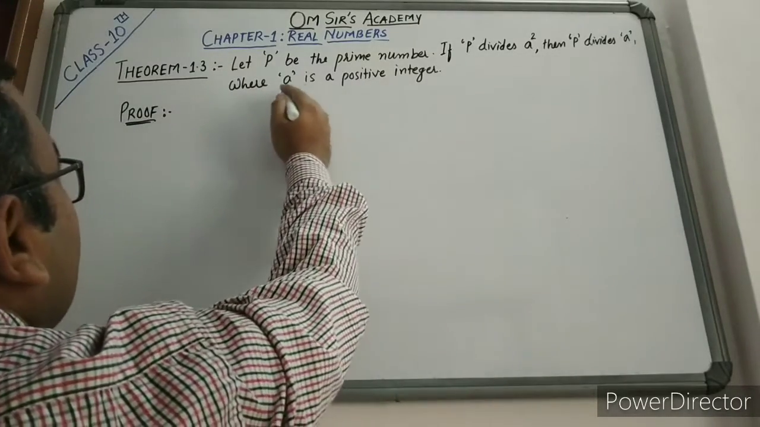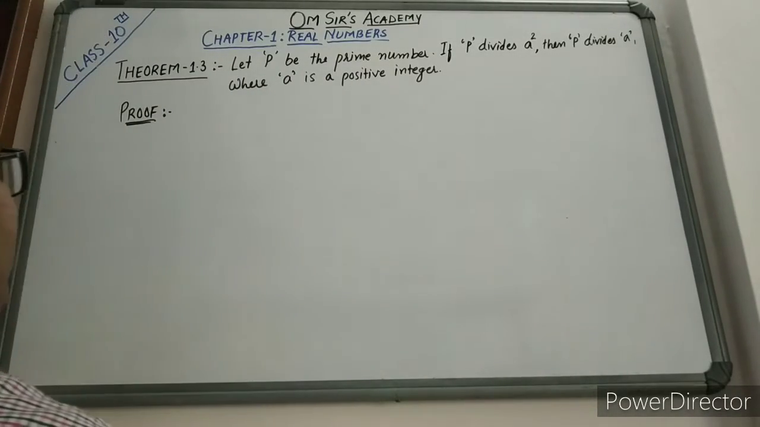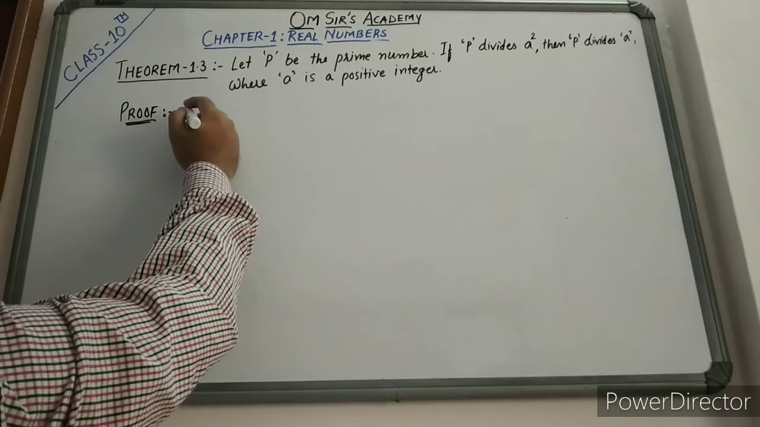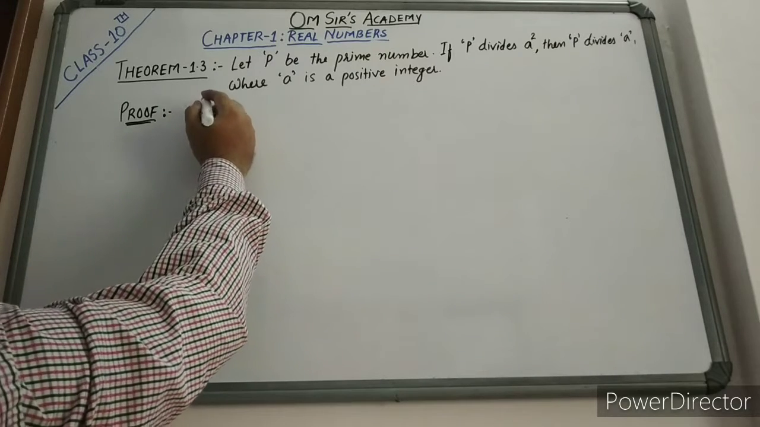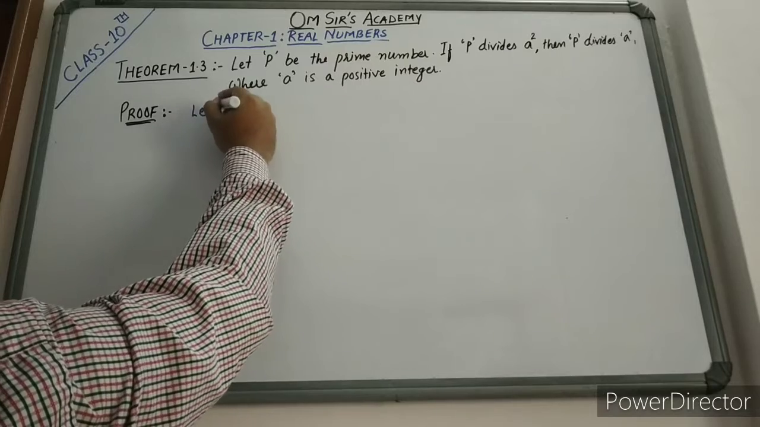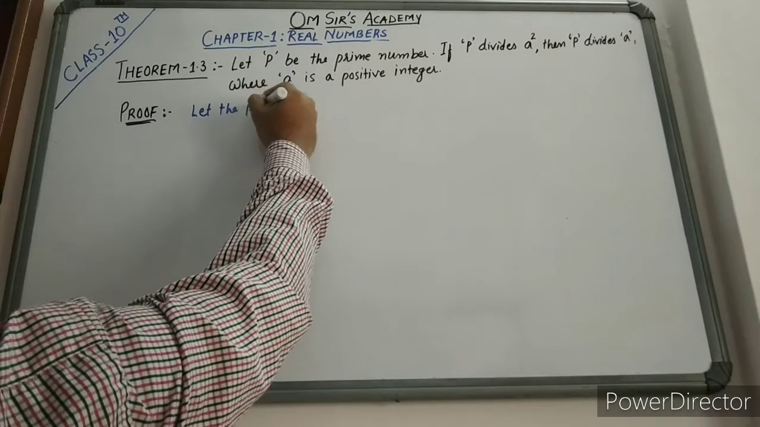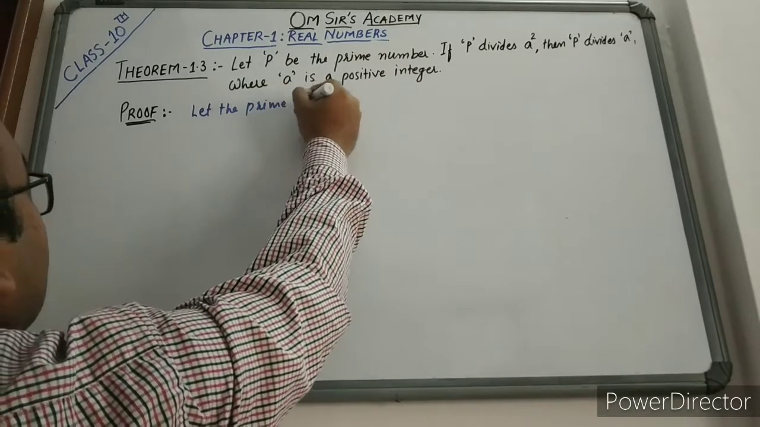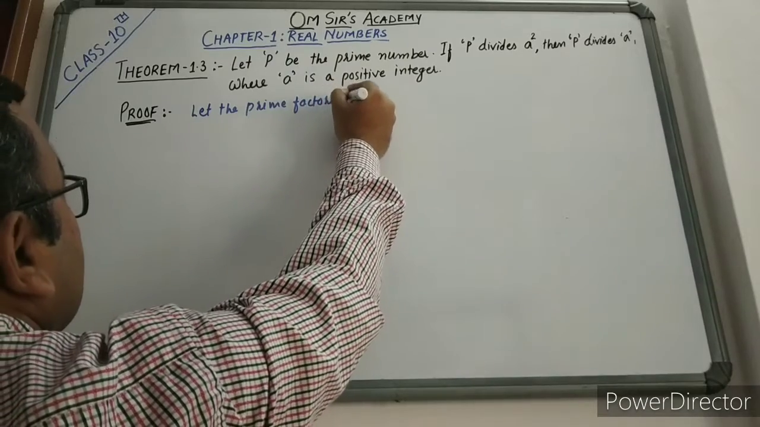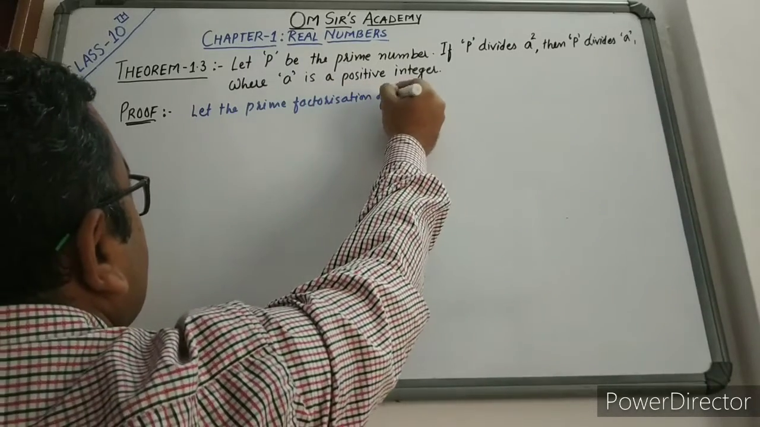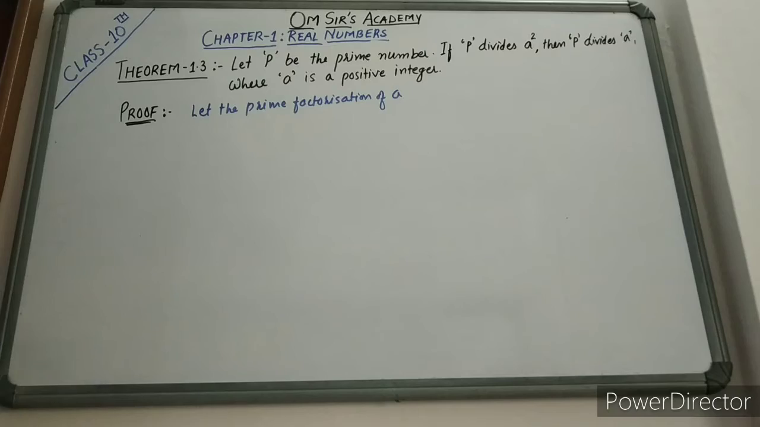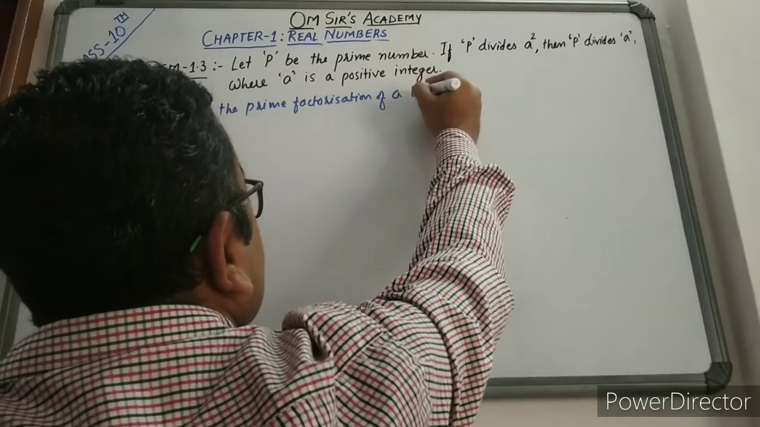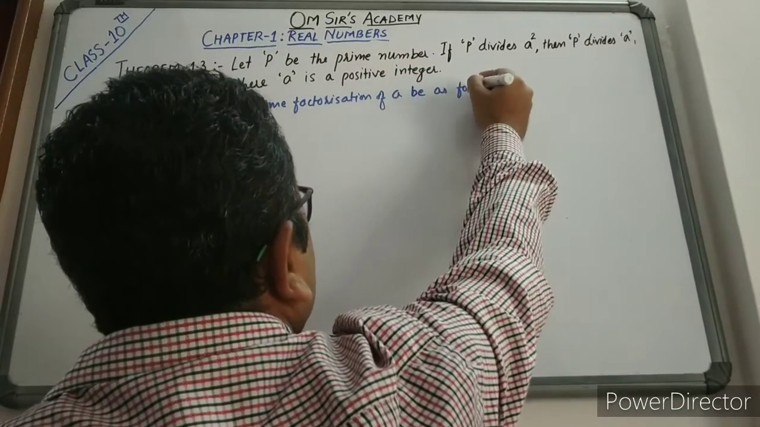Is it clear? And a will be a positive integer. So let us prove this, friends. So let the prime factorization of a be as follows.